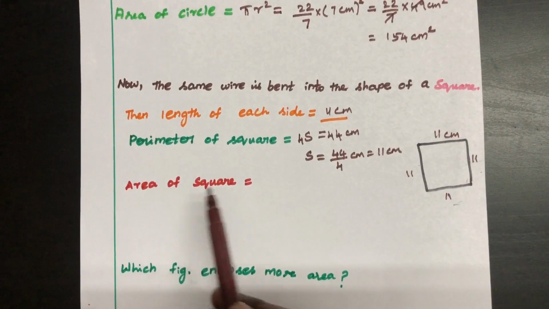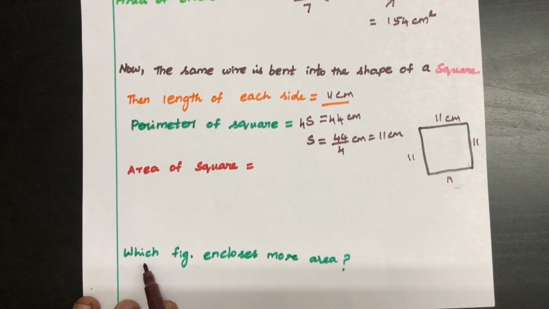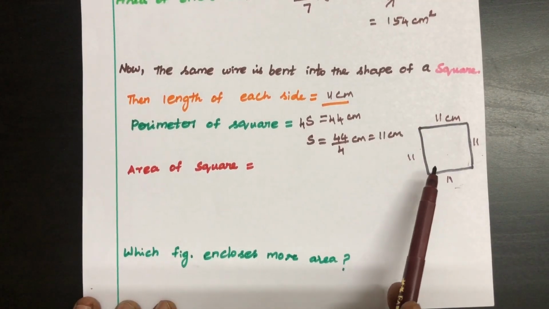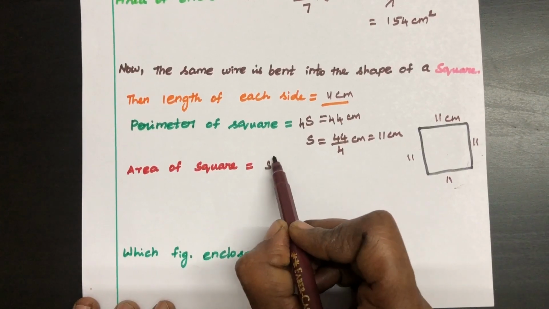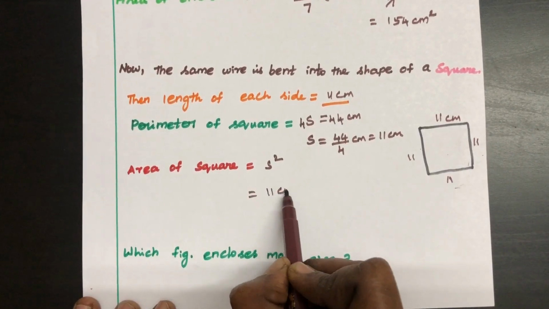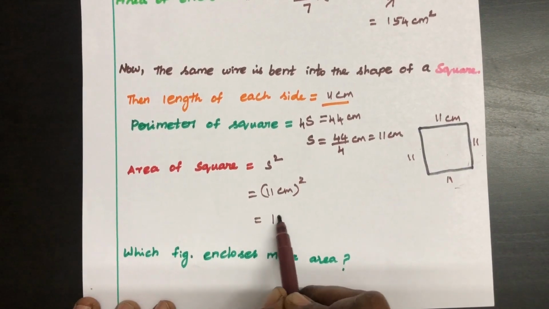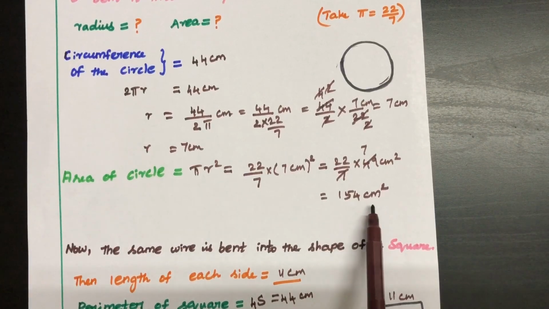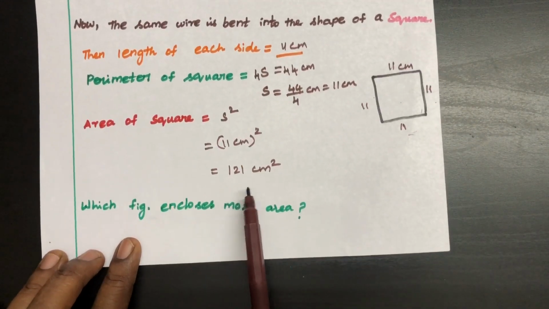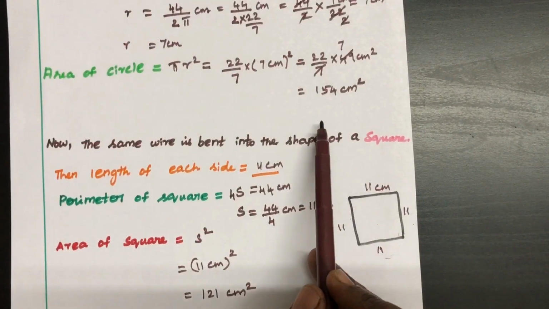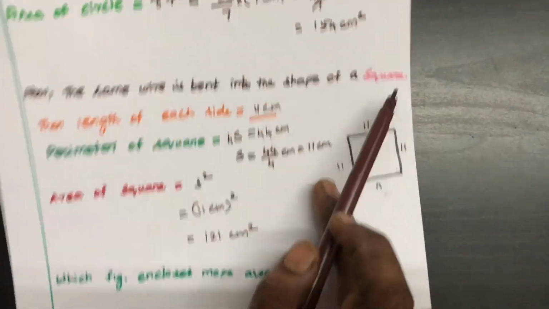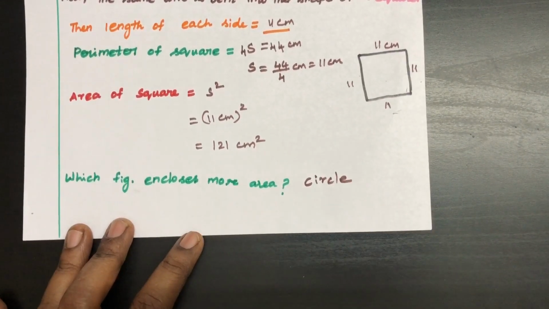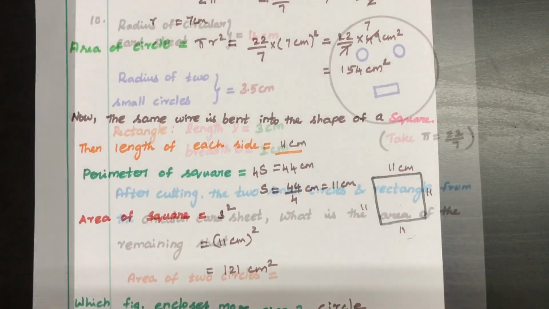Now the question ends like this: which figure encloses more area, square or circle? For that we need to find the area of the square. What is the formula for the area of the square? It is s squared. So 11 centimeter squared is 121 centimeter square. So which is bigger? The area of the circle is 154 centimeter square, and the area of the square is 121 centimeter square. So of course the area of the circle is bigger, right? So which figure encloses more area? Circle. The circle encloses more area than the square.